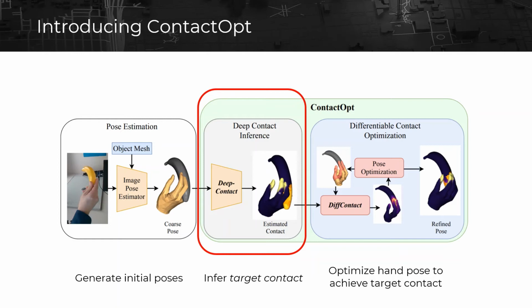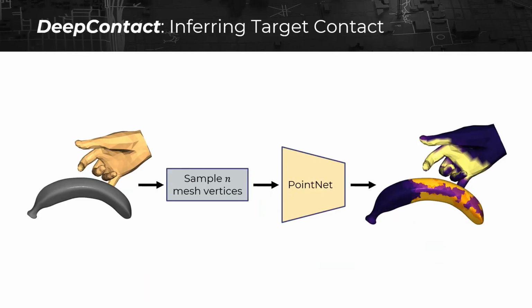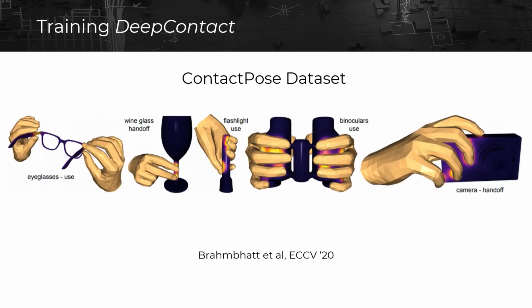Let's dive into how this works, starting with the contact inference network. We use a PointNet-based network architecture to infer a target contact value for each vertex on the hand and object. Since the network uses geometric space as input, we find that it transfers well between datasets. In order to train the network, we use the recently released ContactPose dataset. This dataset uses a thermal camera to capture the heat imprint left on an object after a grasp. We perturb the poses from this dataset while keeping the contact the same in order to generate training data.